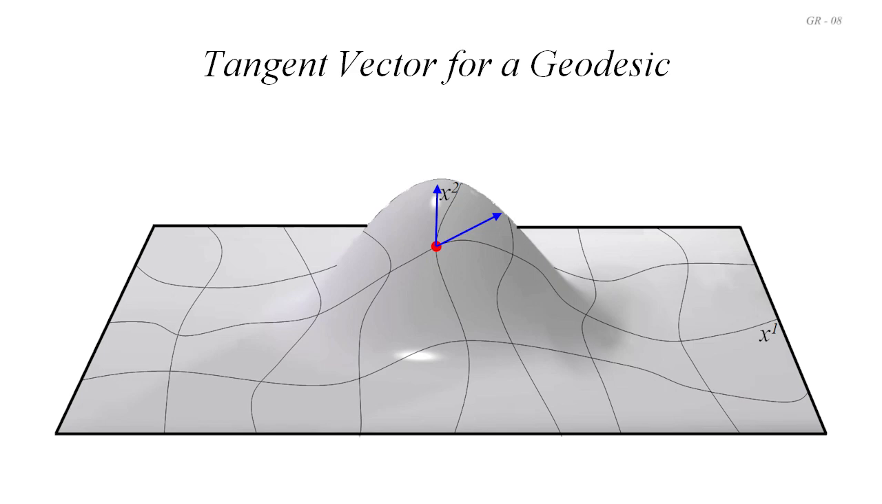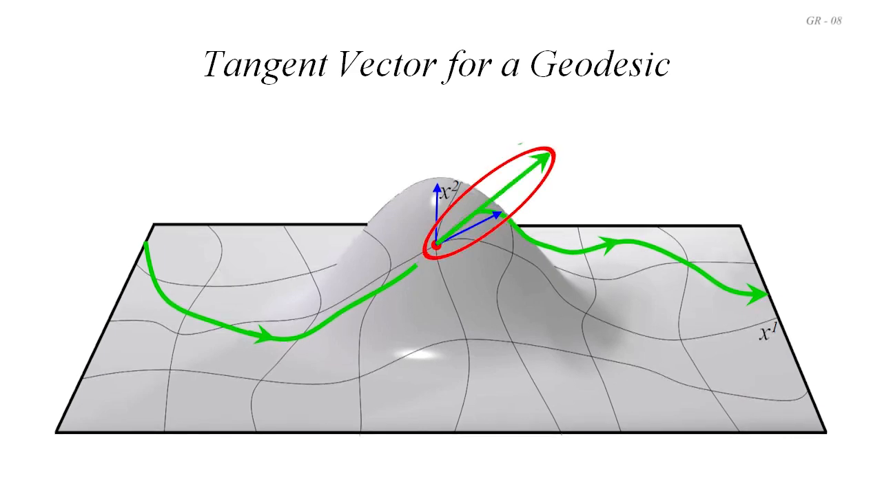For example, imagine we had a trajectory which might or might not be a geodesic, such as this green line. It shows the path of an object on this two-dimensional curved surface which passes through the point in question. At that point, the green trajectory could be said to be going in a particular direction, shown by this extended green arrow, and of course it is in the tangential space of the point.